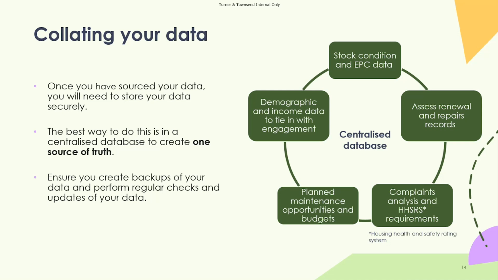So, for example, if your renewals and repairs record states that you've just had a new boiler put in, you might not want to be thinking about upgrading the heating system just yet. So having that cross-referenced with all of your EPC data is quite useful. And then, of course, once all the data is collated and ideally in one central place, make sure that you regularly check, update and back up your data, as part of that bigger data governance process.